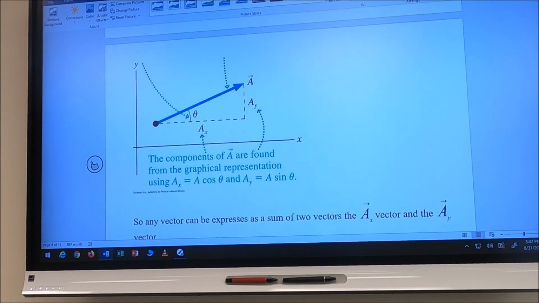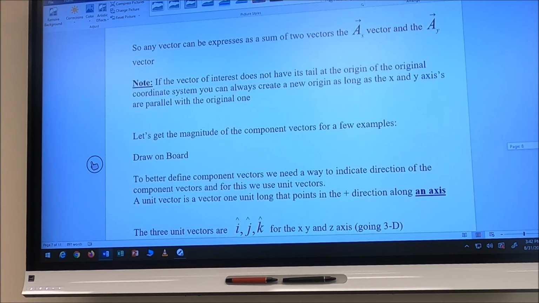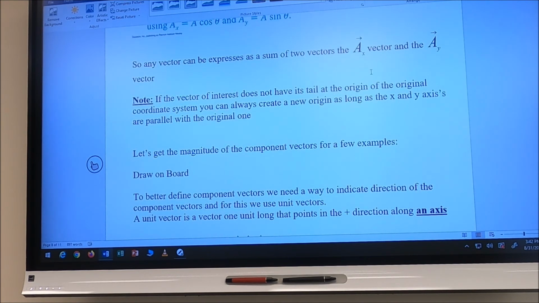Now, here's another example of a vector being broken up into x and y components. Note, if a vector of interest does not have its tail on the origin, it doesn't matter. We can draw in a new xy coordinate system at the tail of that vector. And as long as the x-axis of our new coordinate system is parallel with the old coordinate system, we're just fine. It doesn't matter.